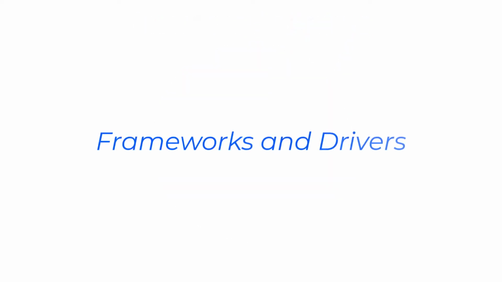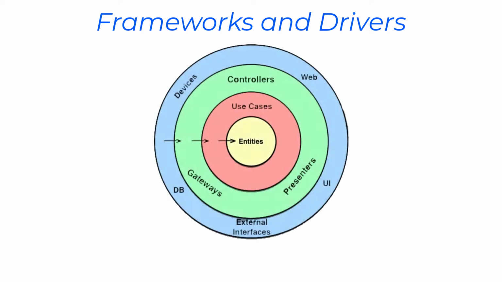Frameworks and drivers. The outermost layer is generally composed of frameworks and tools, such as the database, the web framework, etc. Generally, you don't write much code in this layer, other than glue code that communicates to the next circle inwards. This layer is where all the details go. The web is a detail. The database is a detail. We keep these things on the outside, where they can do little harm.